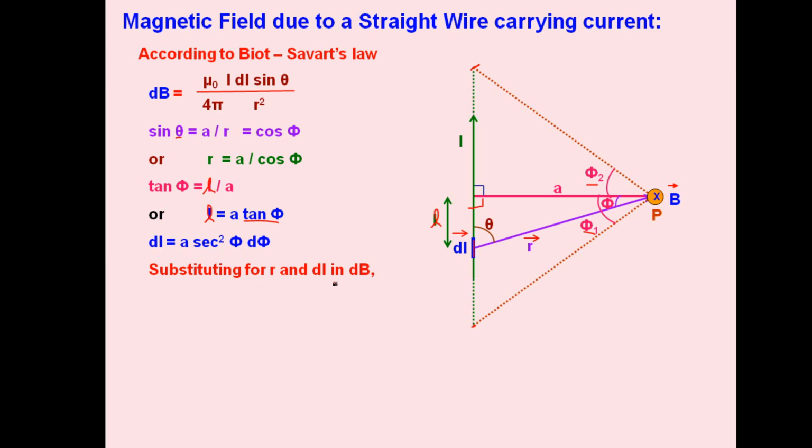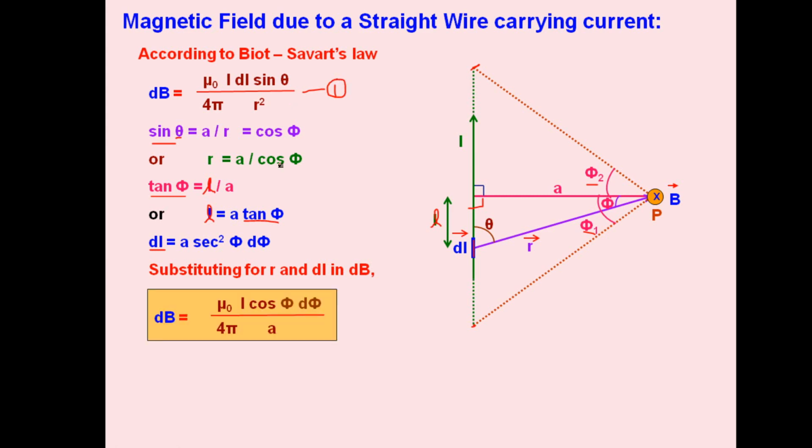Substituting the values of r and dl, and sin theta also, in the expression of dB, that means in equation number 1, putting here the values, we will get what we are doing here. We are putting mu naught upon 4 pi as same, I is same. Now in place of dl we have taken a sec square phi d phi.